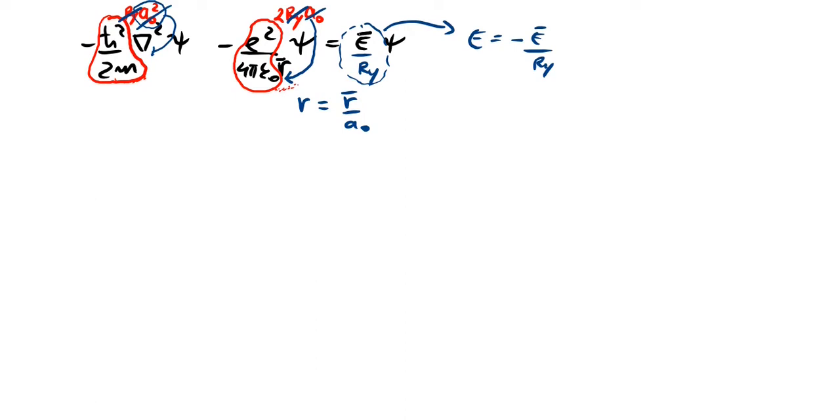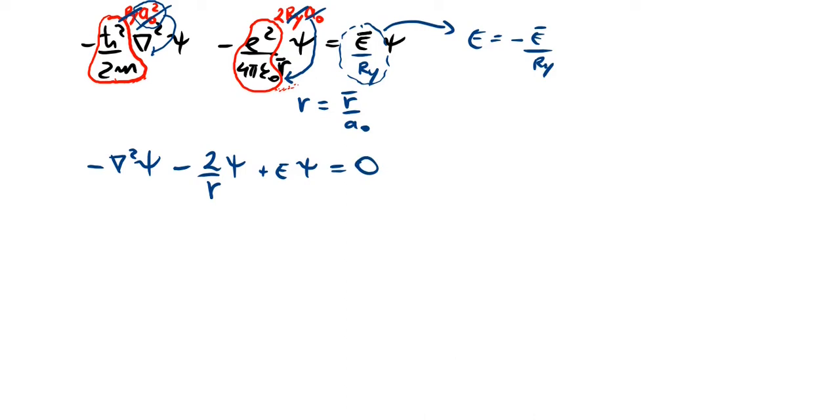So in the end, if I rewrite this equation, I'm going to have something like minus the Laplacian, but now the Laplacian is written in these units. These are dimensionless units. Then psi, minus 2 over r. Then I'll have this minus E, it will end up as being plus E on the other side here, and this is equal to 0. So this is actually my new equation.